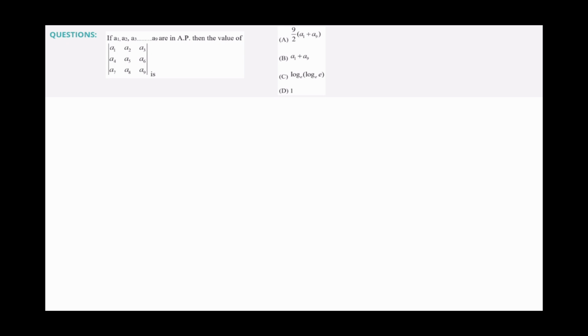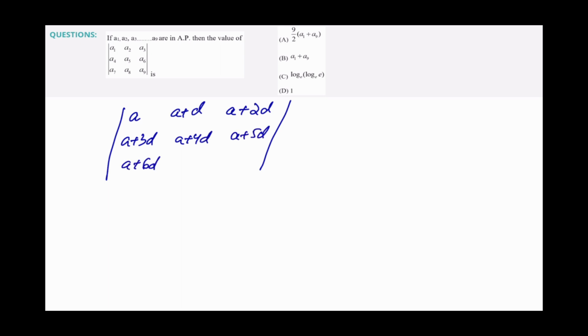Now, coming to the next question. If A1, A2, A3 till A9 are in AP, find the value of this. Very simple question. If things are in AP, they are all in AP. So A1 is A, A2 is A plus D, A3 is A plus 2D since they are in AP. You all know that. And this is A plus 3D, A plus 4D, A plus 5D, A plus 6D, A plus 7D and A plus 8D.